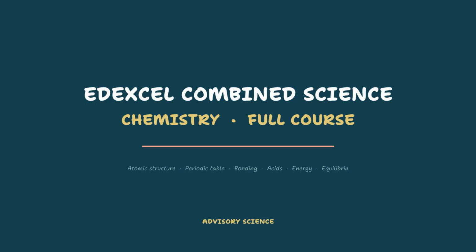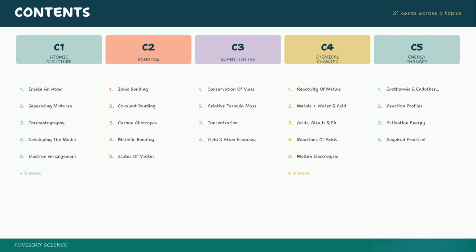Welcome to the Edexcel Combined Science Chemistry Paper 1 revision video. In this unit, we're going to look at atomic structure and the periodic table, bonding, quantitative chemistry, chemical changes and energy changes.